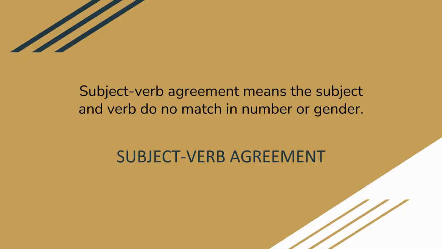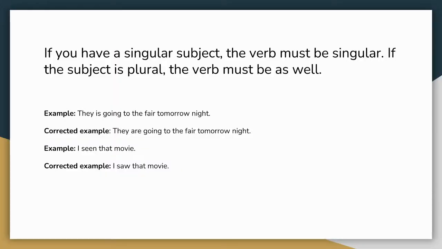One of the next common mistakes is what we refer to as subject-verb agreement. That means that the subject and the verb do not match in number or gender. And by number, I mean if the subject is many people, the verb needs to go along with that many. If you have a singular subject, the verb must be singular. If the subject is plural, the verb must be as well.